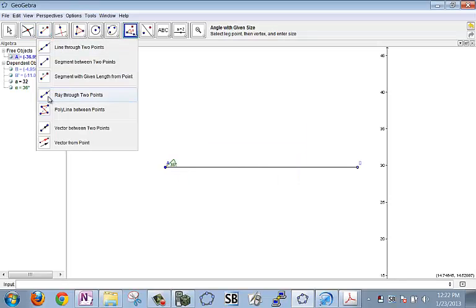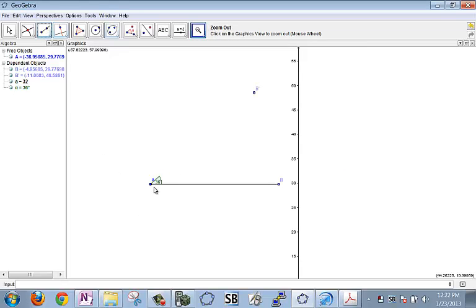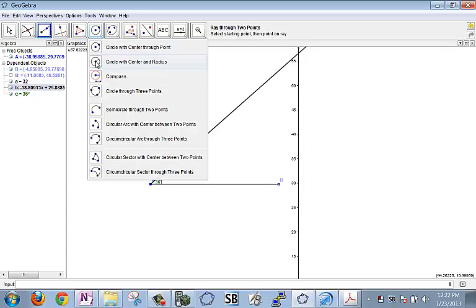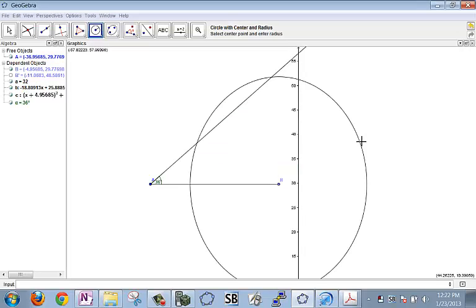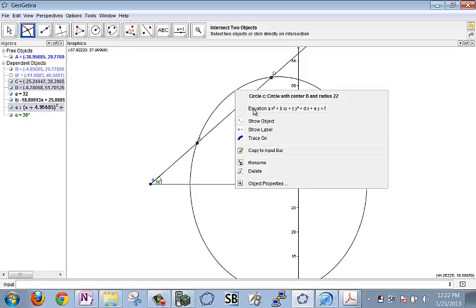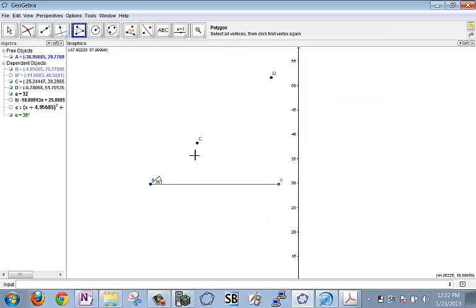So let's get a ray here. Now I'm going to do something a little bit different than you saw before. This is a very common technique. I'm going to make a circle. What is the side of the opposite leg? So I'm going to make a circle of radius 22. And then I'm going to mark where this circle intersects this ray. And then I can erase the circle. I can even erase the ray now. And I can actually create two triangles.